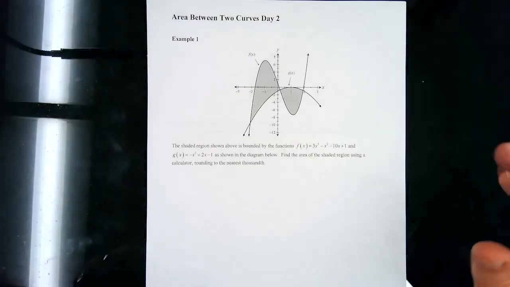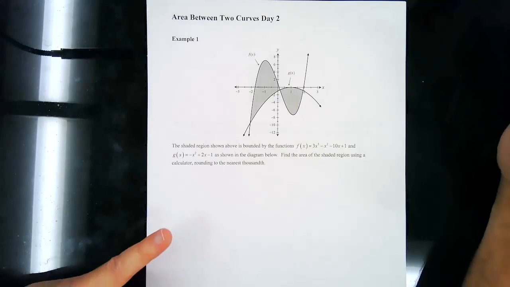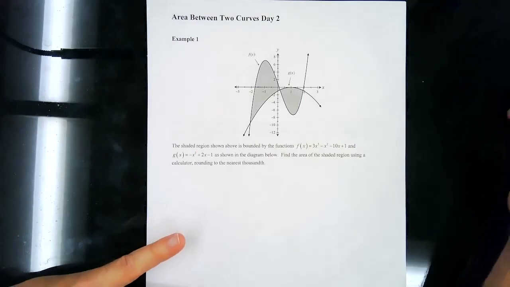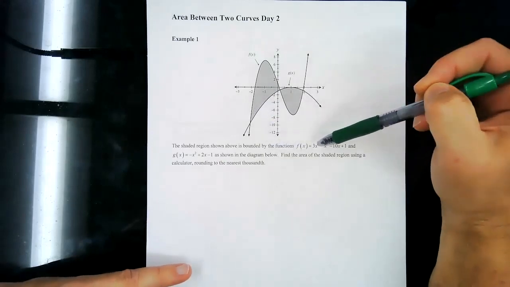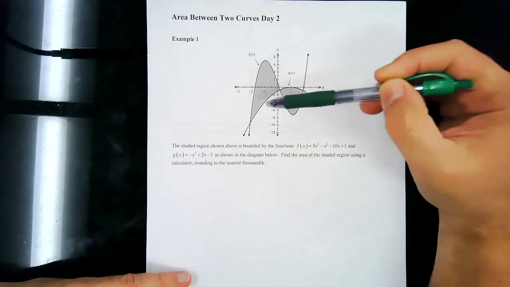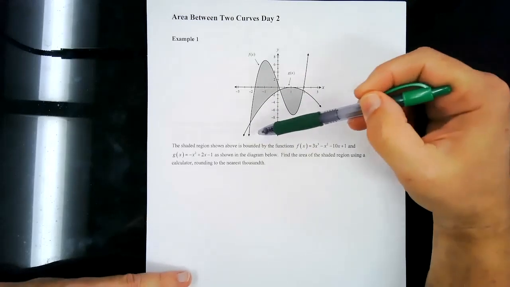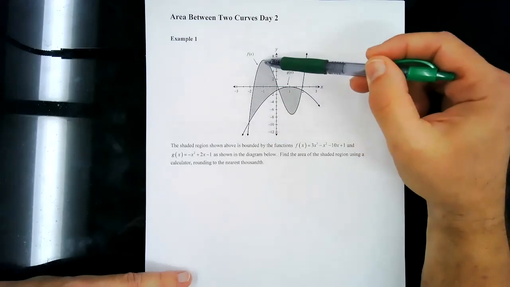Today, we're going to spend another day on finding the area between two curves with some problems that are a little bit more complicated. We have this shaded region bounded by the functions f of x equals 3x cubed minus x squared minus 10x plus 1. And that's a cubic. I'm pointing to this one. This one's f of x. So it's curving like this one.